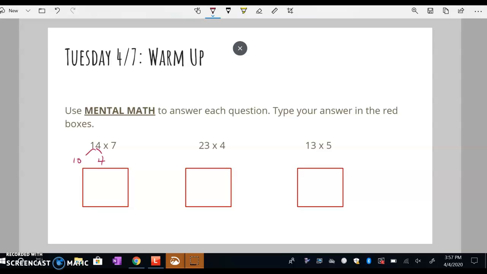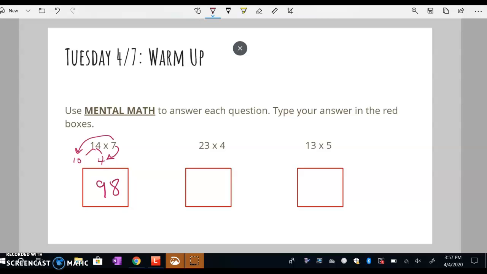And then in my head, I'm going to think, okay, what is 7 times 10? I know that that's 70. And what is 7 times 4? I'm just going to add 70 plus 28, and 70 plus 28 is 98. So I'll write my answer here.